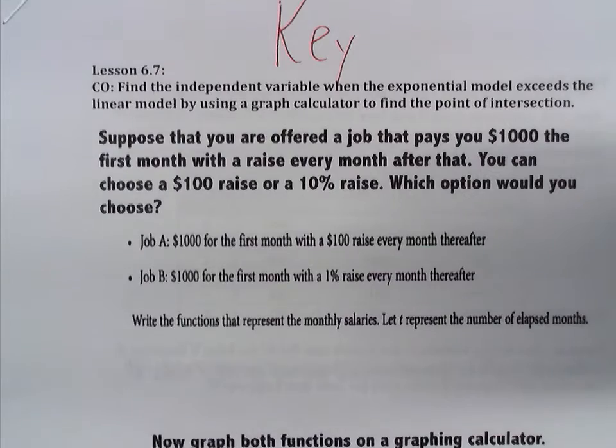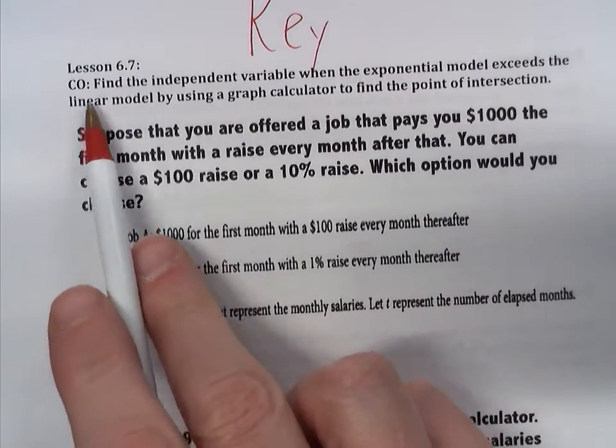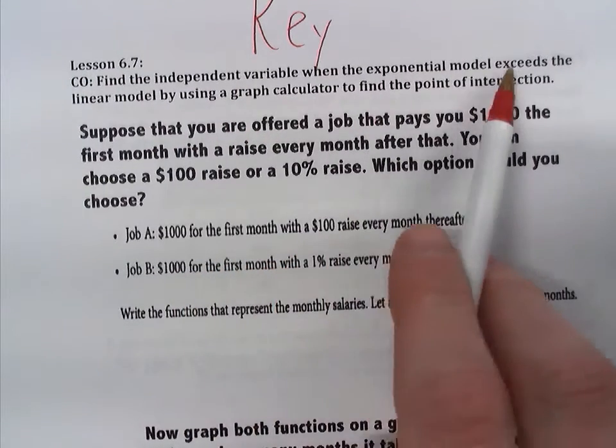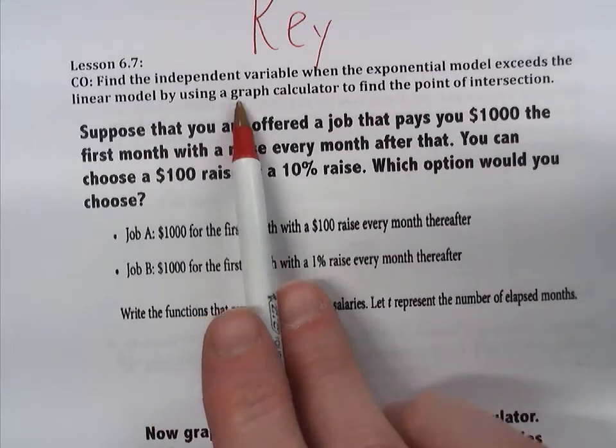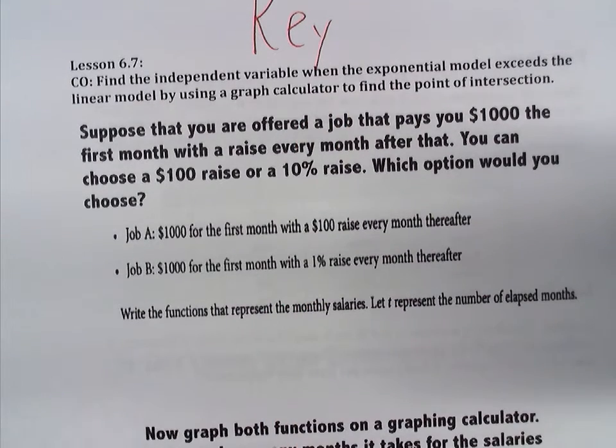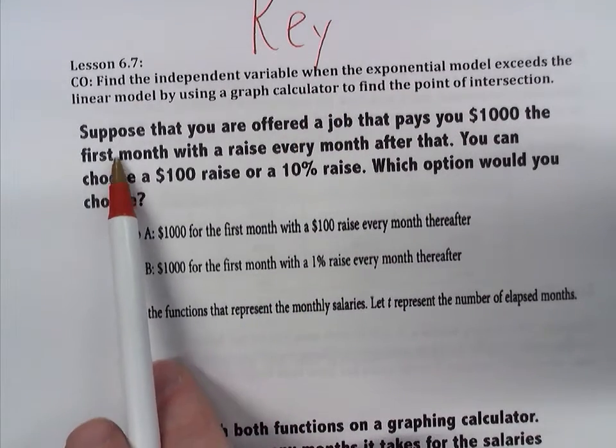Today, our content objective is to find the independent variable when the exponential model exceeds the linear model by using a graphing calculator to find the point of intersection. So let's look at what we're going to do here.